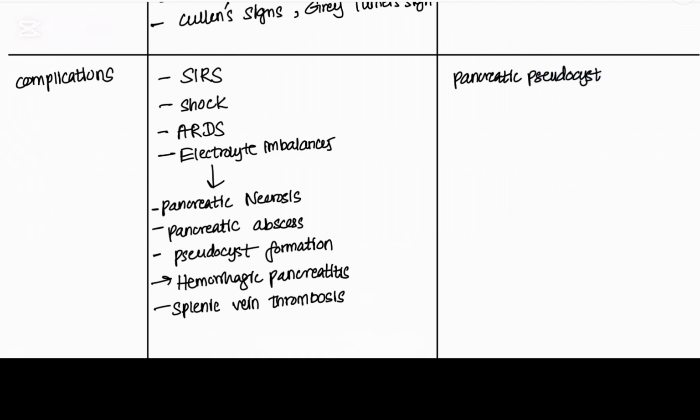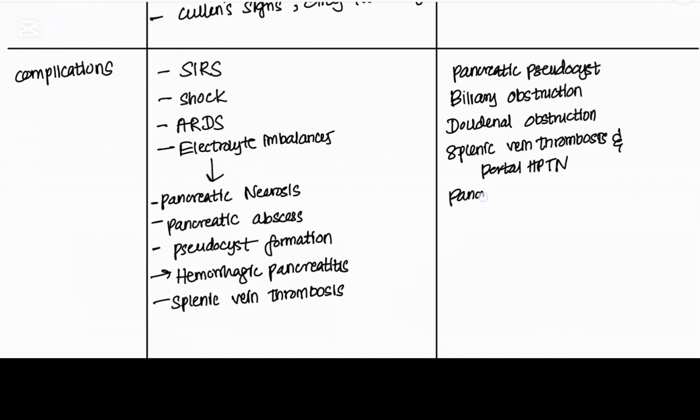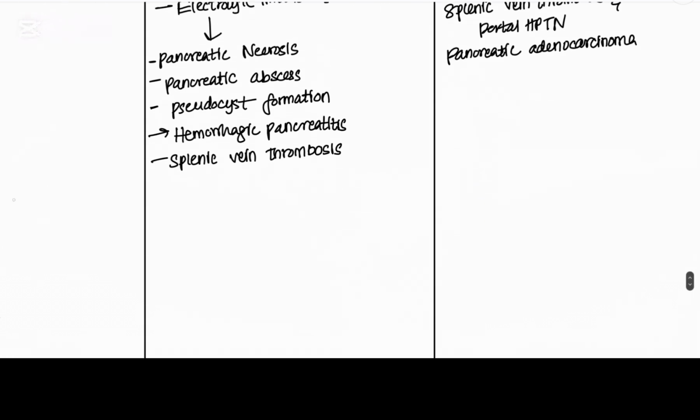And then in the chronic one, again pancreatic pseudocyst, but we might need to do a surgical intervention there. Biliary obstruction can happen because of strictures, and then duodenal obstruction can happen, inflammation causing strictures, and then again splenic vein thrombosis and portal hypertension causing variceal bleeding. Long-term chronic pancreatitis can also cause pancreatic adenocarcinoma.